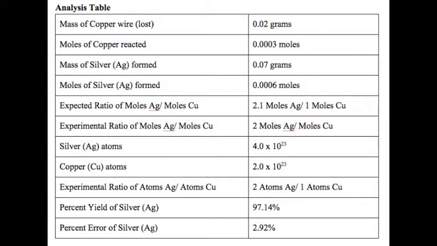And the number of silver atoms was 4 times 10 to the 23rd, and the number of copper atoms was 2 times 10 to the 23rd. The experimental ratio of atoms of silver over the atoms of copper is 2 atoms of silver over 1 atom of copper. The percent yield of silver was 97.14%. The percent error of silver was 2.92%.